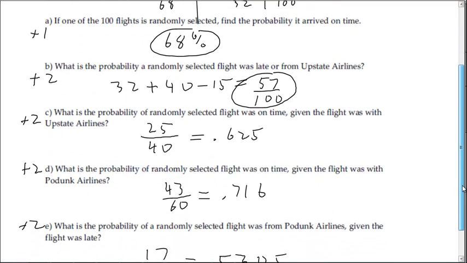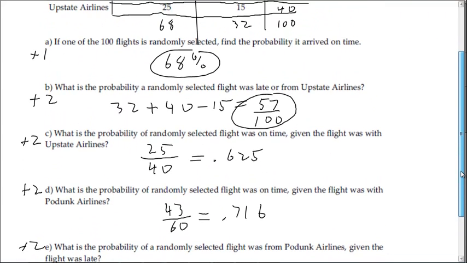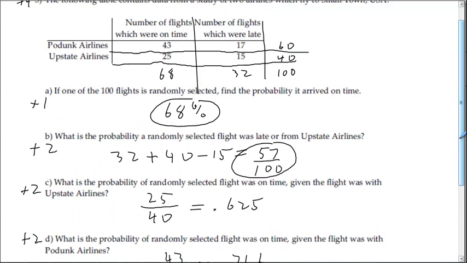And then C, what's the probability that it was on time given it was upstate? So which ones are both? Probability of A and B. So upstate and on time, there's 25. And now we're just comparing to the second thing. Given it was from upstate, well, how many total flights are upstate? 40. So we know we're just going to look at those 40 flights. So it's just 25 out of 40.